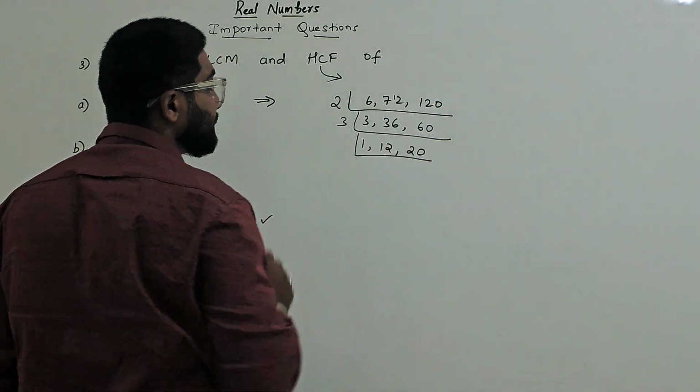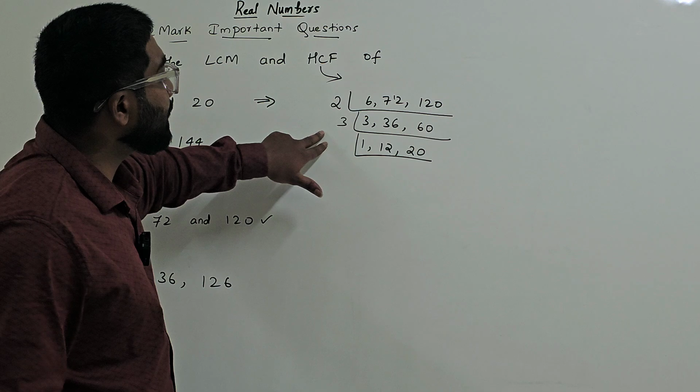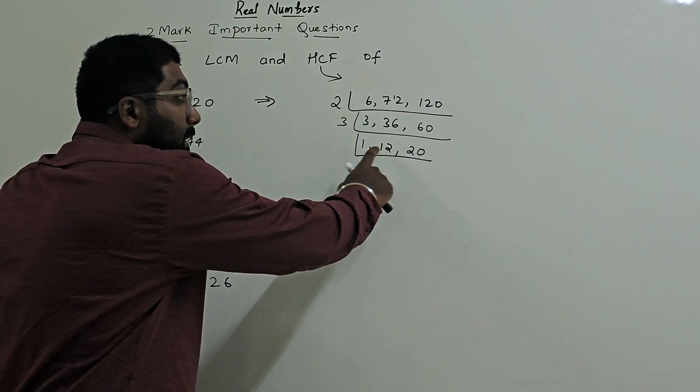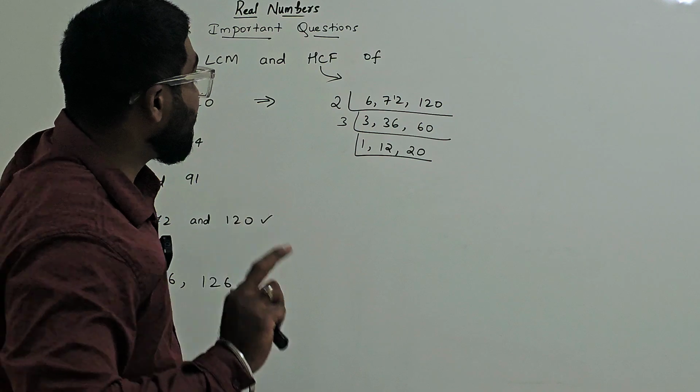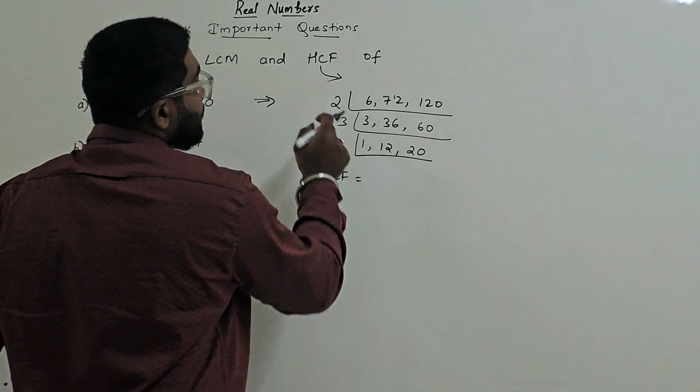Next 3 1s are 3, next 3 1s are 3, 3 2s are 6, next 3 2s are 6, 20 as it is. Now you can check, students. See, all the 3 numbers divided by 2 is done. Then all the 3 numbers divided by 3 is done. Now see, you have got 1 here. All the 3 numbers cannot be divided by the same number. Now what you can do is HCF is equal to 3 2s, it is 6.